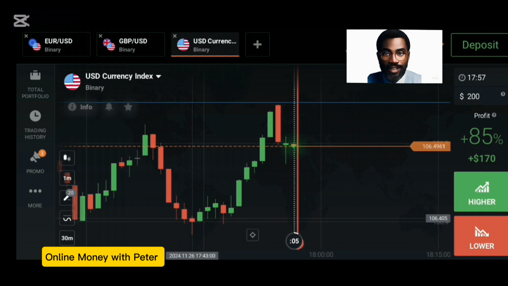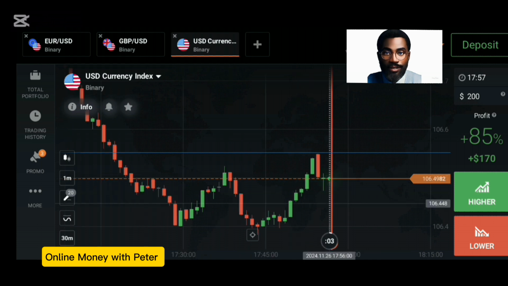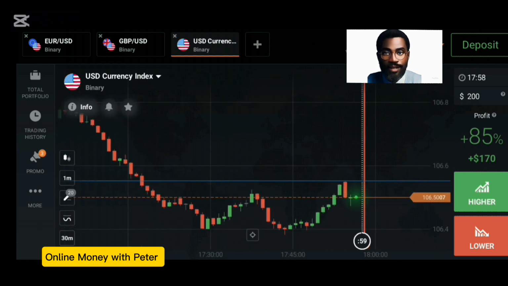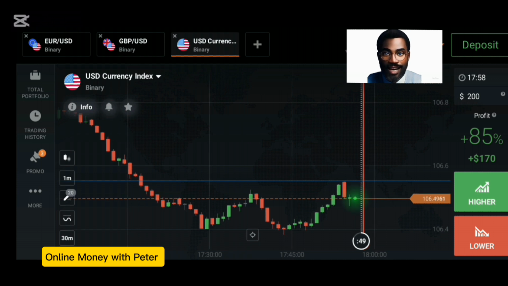All right, now to trade binary options, of course, you need a strategy. I'm going to show you my strategy. All right, so the platform I'm using now is Iqoption. There are several other platforms out there that you can use. We have Pocket Option, we have Expert Option and the likes, but I like using Iqoption because it's one of the best out there.